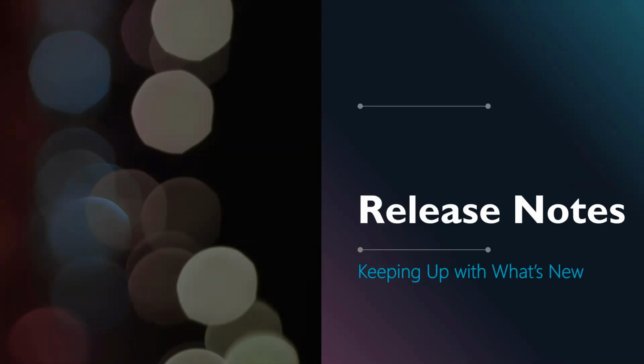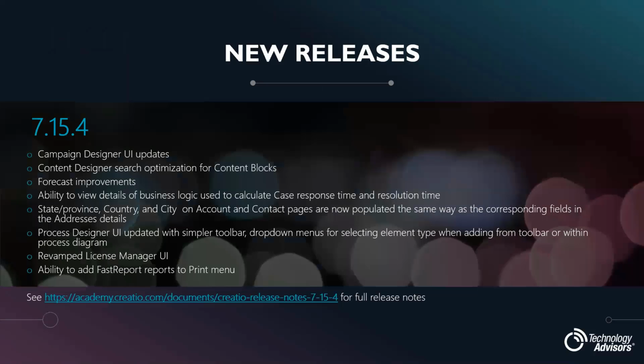So release notes: there have been 2 new releases since our last user group. The first one was the 7.15.4 release. This one continued a lot of what we've seen in the previous releases. So some updates to the campaign designer and the content block functions that you saw me using today. Some continued forecast improvements. The ability to view the details of business logic when you're seeing the case response time and resolution times, you can see how that was calculated.